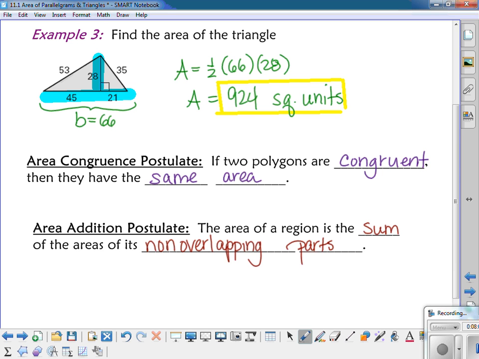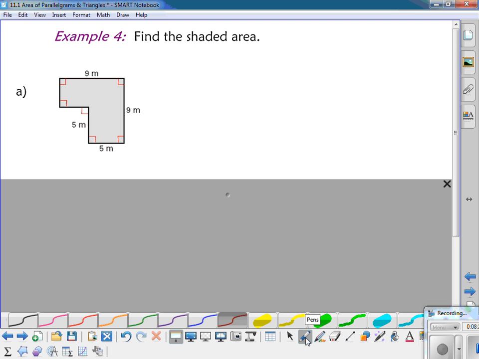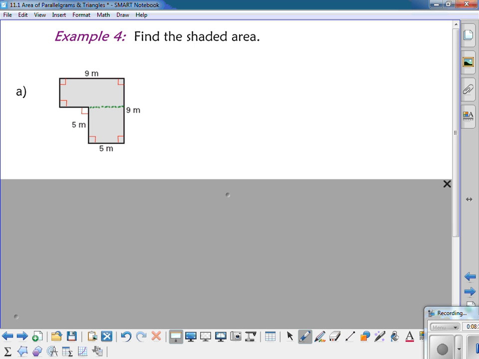Okay, so what do I mean by that? If we look at example 4, I can see that I don't have just a straightforward parallelogram or triangle. Instead, I have this odd-shaped thing, which I can think of as actually two separate shapes. If I think of cutting it there, I've got a rectangle on top and a square on the bottom.